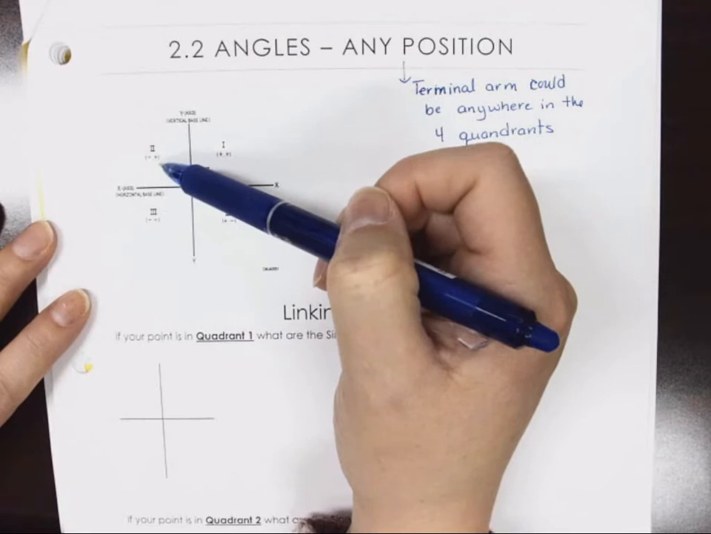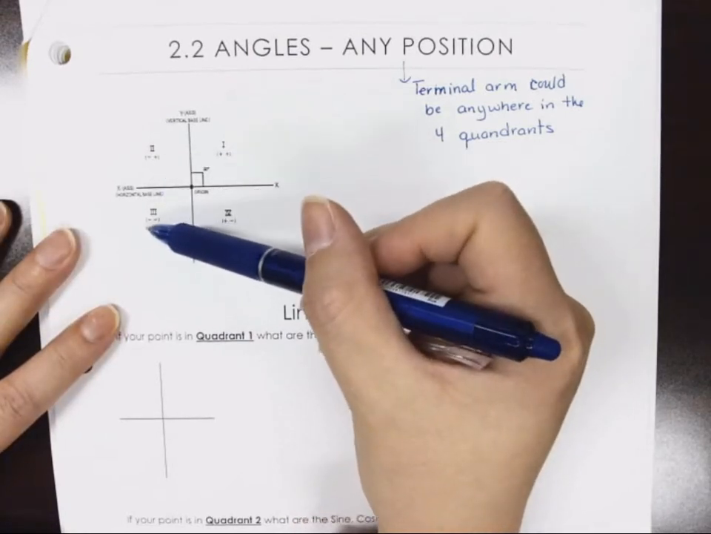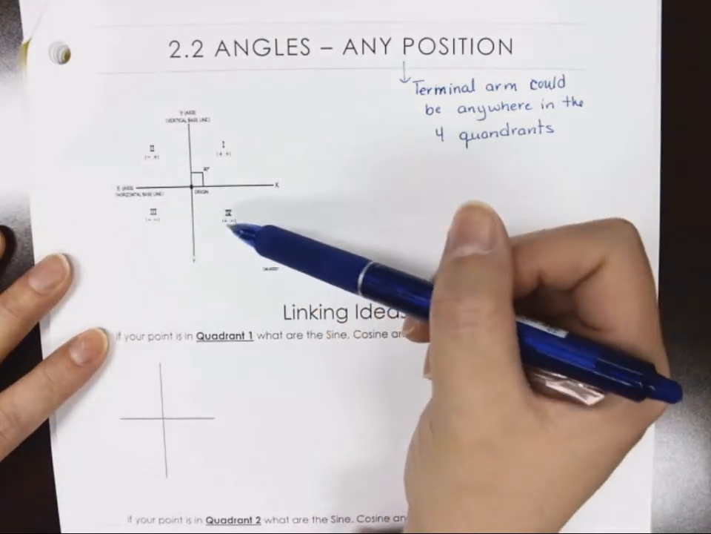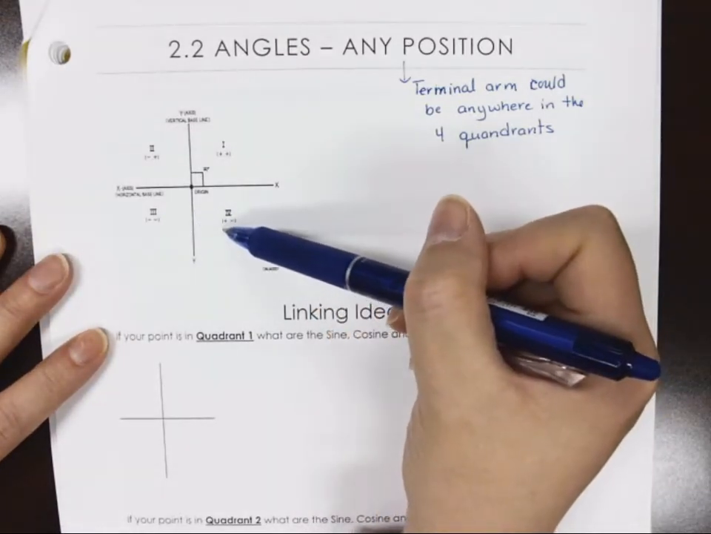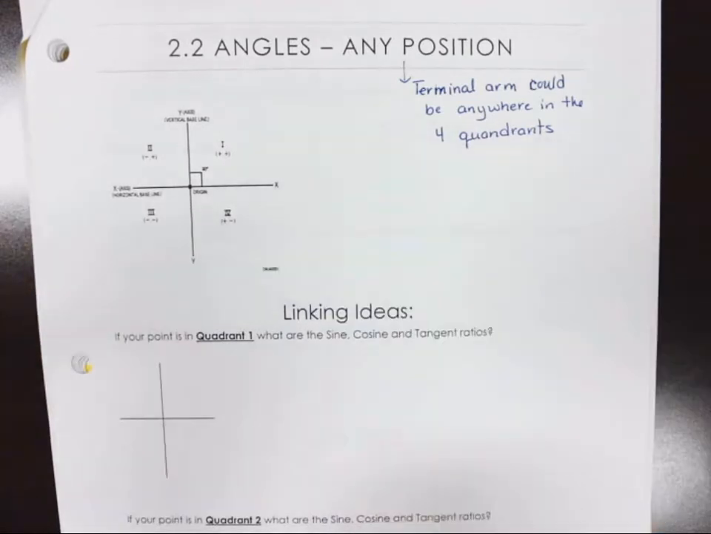Okay, I'm just gonna look at the sheet because I can't look at the video. When you're in quadrant 3, your x is negative, your y is negative. In quadrant 4, your x is positive, but your y is negative. So that's what all those little brackets mean. It just means, is your x coordinate positive or negative, y coordinate positive or negative.